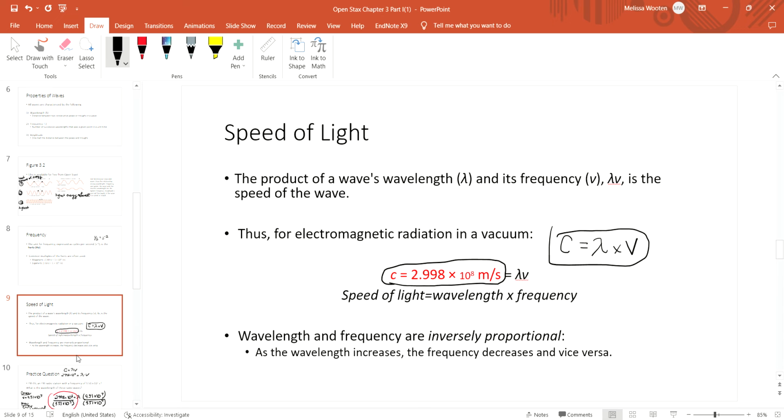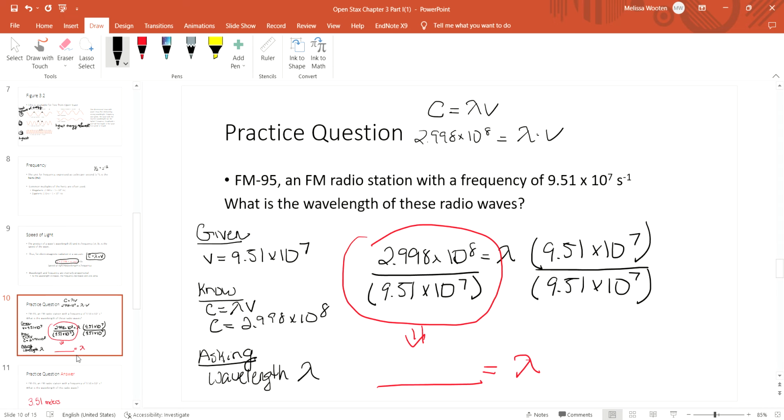And so, you might need to do some practice problems with this, such as this one here. An FM 95 radio station has a certain frequency. What is the wavelength? When I look at any type of word problem in chemistry or even in math, I ask, what am I given? What is the information that the problem is giving me? What do I know? This is the section where I put my constants and my formulas. What are they asking me for? They're asking me for the wavelength.